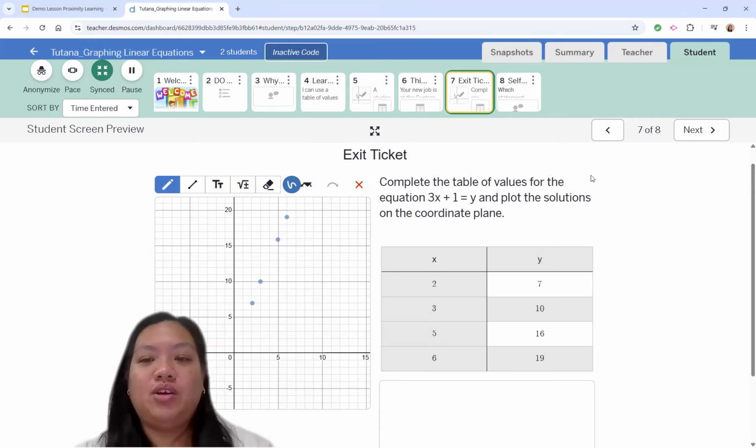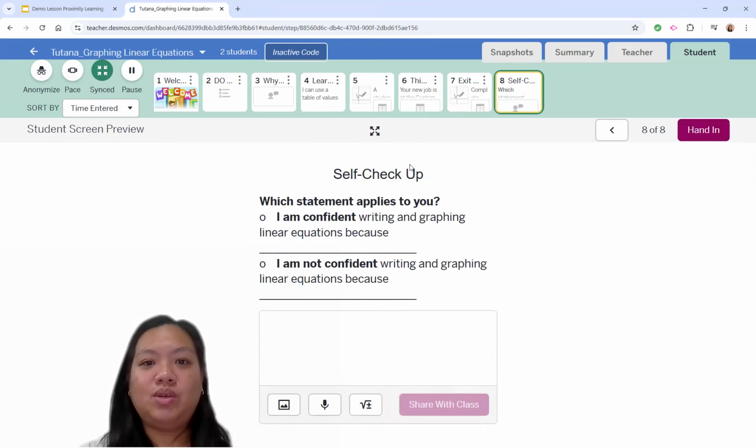And there you go. You've done the table of values, and I want you to do a self-checkup and then just answer the following question here. And I'll see you all next meeting.